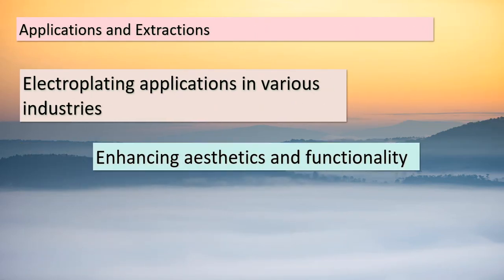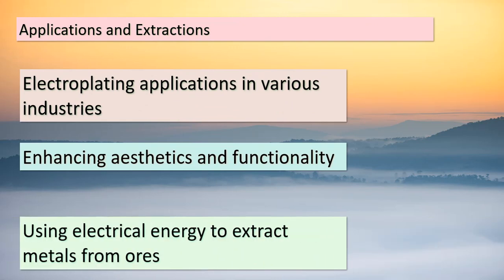Hello again, students. Today, we're exploring the myriad applications and extractions driven by electroplating and electrical energy. Think about the items around you that possess both striking looks and functional benefits. This enchanting combination is often achieved through electroplating, where metals like chrome, gold, or silver are coated onto other materials. This process not only enhances aesthetics but also bestows functional advantages like corrosion resistance. Imagine those stylish faucets or shiny jewelry. They owe their allure to the wonders of electroplating.